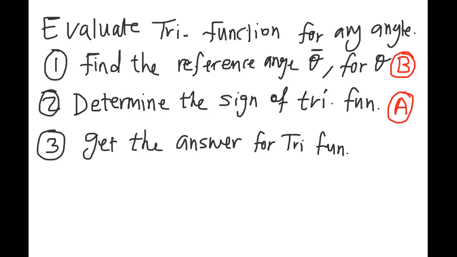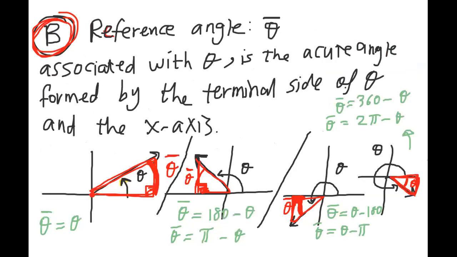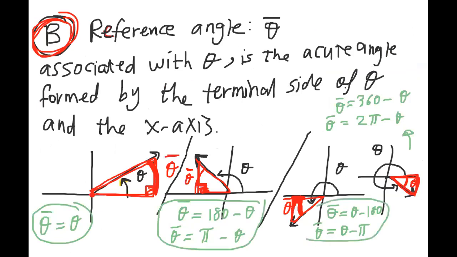Number A, it's this: All Students Take Calculus. We have to check where my terminal side for the angle is. Number B, this is the reference angle, found by using these rules. This one, and this one, and this one. These are the rules. You have to memorize these rules. Now we can find the answer.